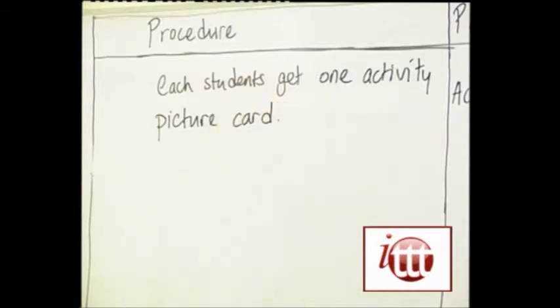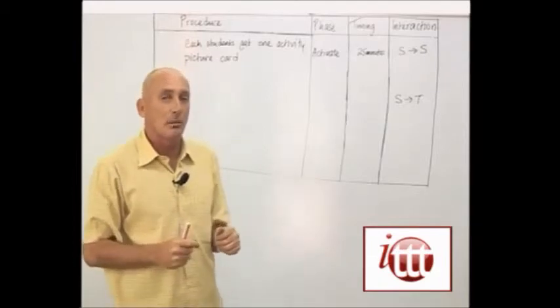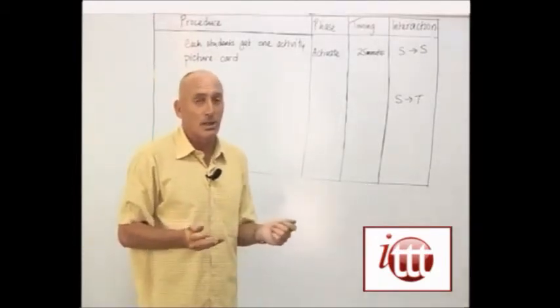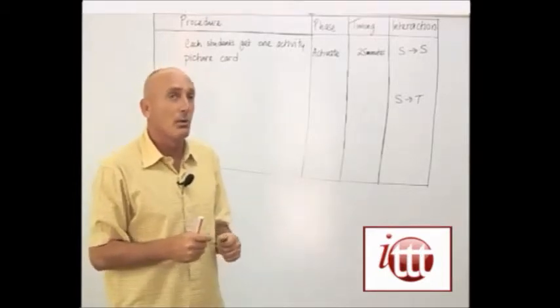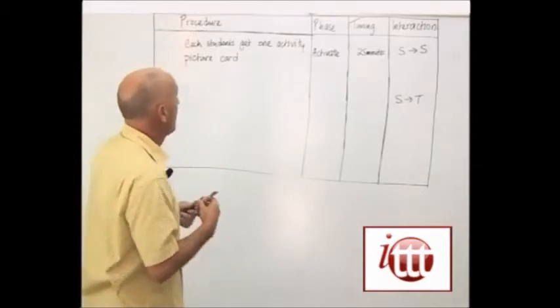Each student is going to get an activity picture card, and on there will just be a simple cartoon type picture showing some form of action taking place. So for example, it may show someone fishing, it may show someone playing football, and so on and so forth.